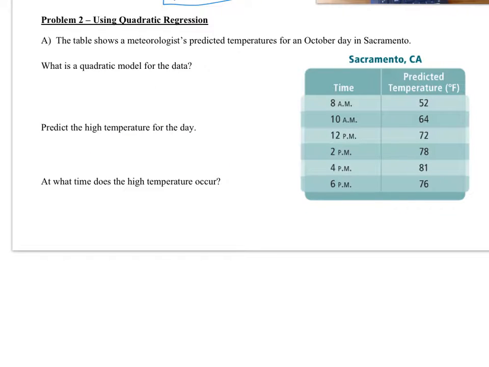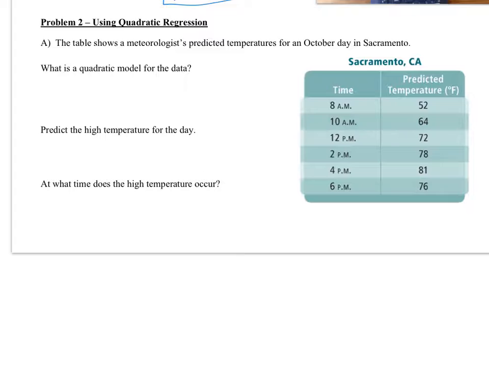Now if we have a quadratic regression, but we're dealing with actual data points, when I'm talking about time, I'm not going to put in 8, 10, 12, 2 into my calculator, because when we're talking about time, the temperature is different in the middle of the day. So you want to use military time. So this would still be 8, 10, 12, and then it'd be 13, 14 for 2, 15, 16 hours for 4, and 18 for 6. So now you're going to plug those into your L1 and L2.